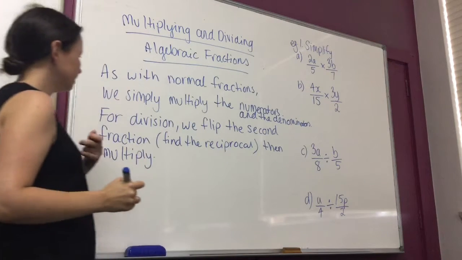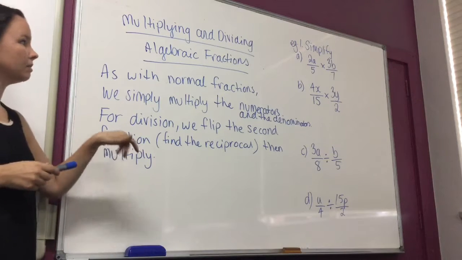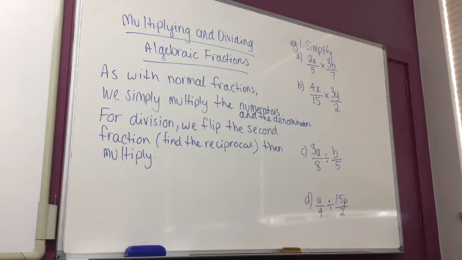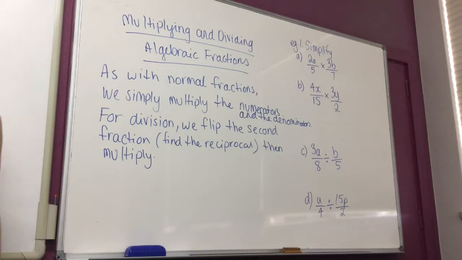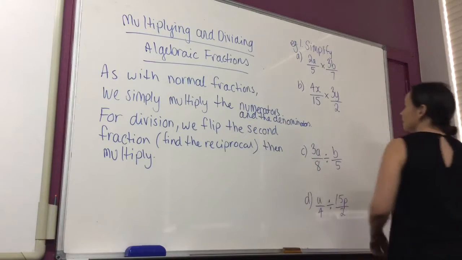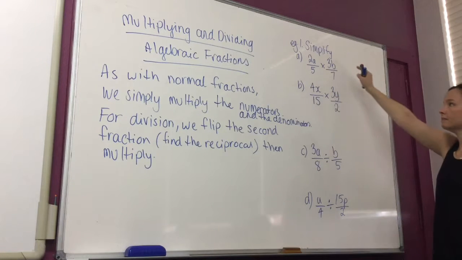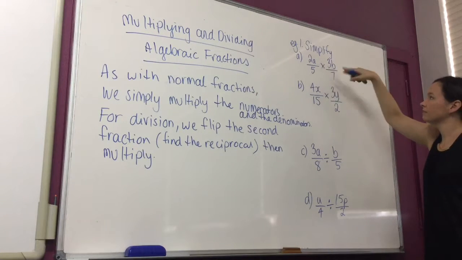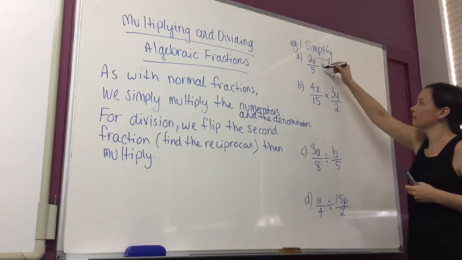For division, we flip the second fraction, find the reciprocal, and then multiply. I know reciprocal. That's where you flip. Yeah, you flip it. That's a mathematical word for flip. Okay, so I'm going to work through these and then I'll give you some more to do after. So simplify, we just multiply across the top and the bottom.